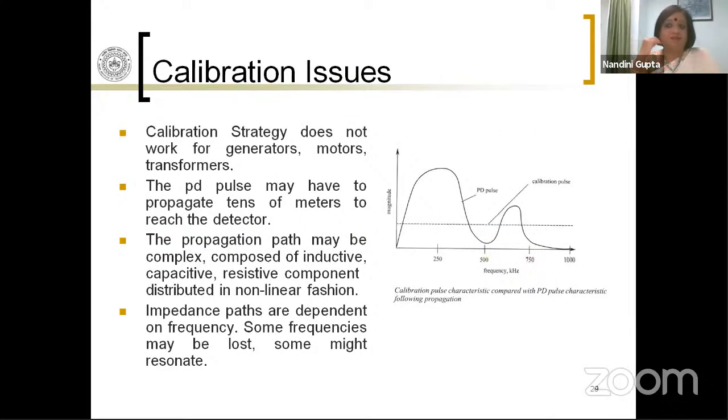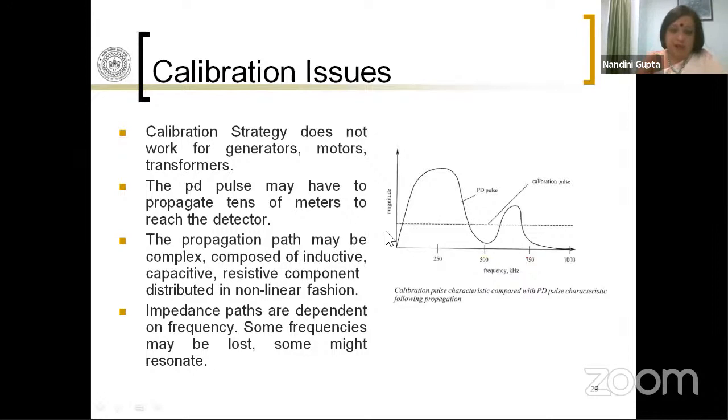The other thing I'm talking about is dispersion, in the sense that the PD pulse is an impulse event and it has infinite frequencies. Now, not all frequencies travel with the same velocity through all media, and therefore different frequencies in the same pulse will travel with different velocities. So they will reach the detector at different points of time. So the shape of the pulse that you observe at the detector might be very different from the PD pulse at the point of origin.